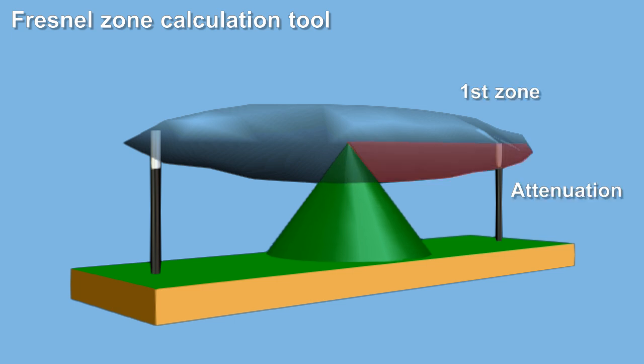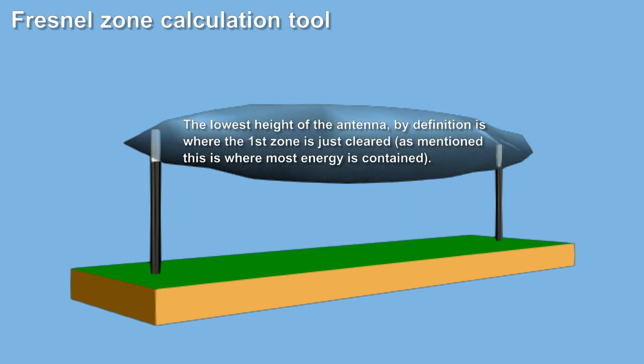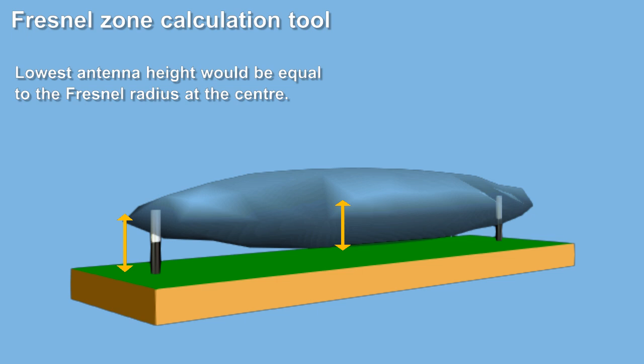So what is the lowest height our antennas can be? The lowest height is where the first zone is just cleared, since this is where the energy is concentrated. We can see the lowest height that just clears the first zone. This is equal to the Fresnel radius at the center.